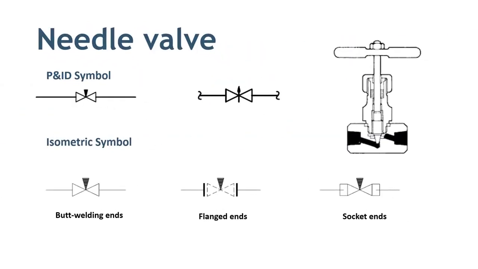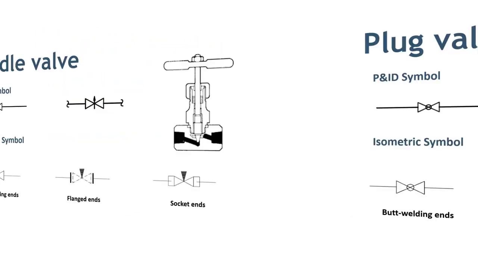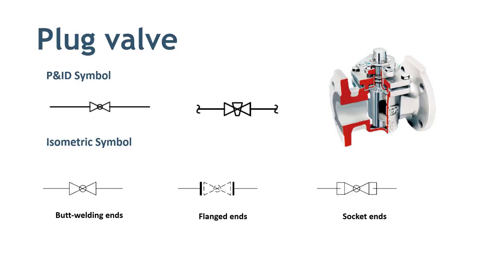Same as the ball valve, the needle valve also has multiple PNID symbols. Even though these symbols are different, you can still easily interpret them. If you are using the second PNID symbol, your isometric symbol will also change accordingly. For the plug valve, the first symbol is a bit confusing with the globe valve. If you remember the symbol of the globe valve, it has a dark circle between the triangles, whereas here only a circle outline is there. So when you see this type of symbol, it is better to double check the drawing.